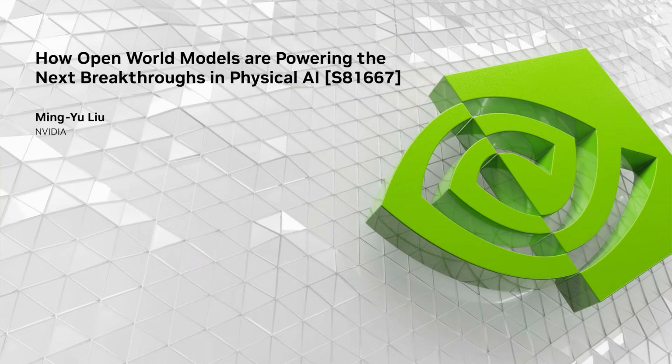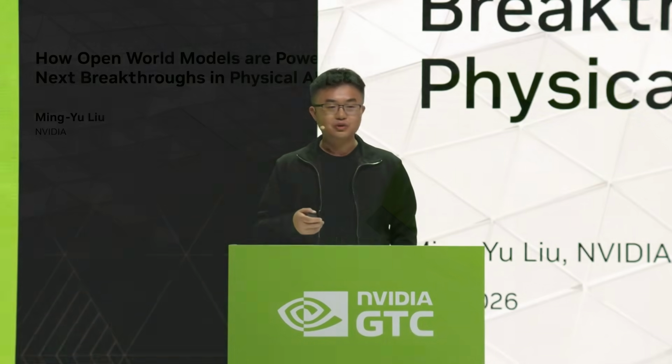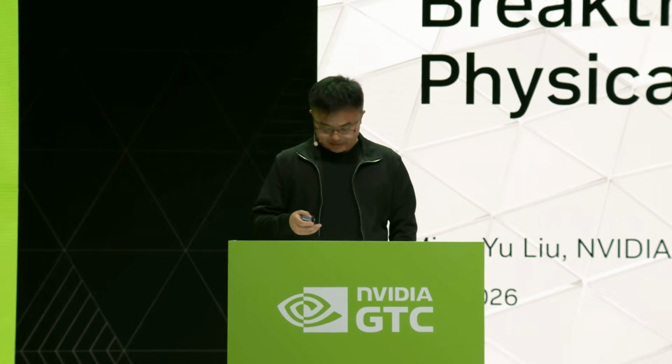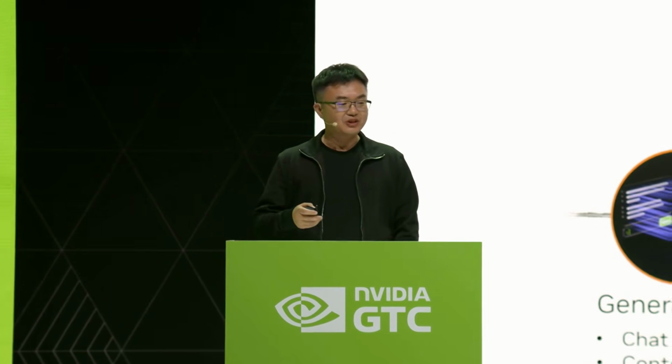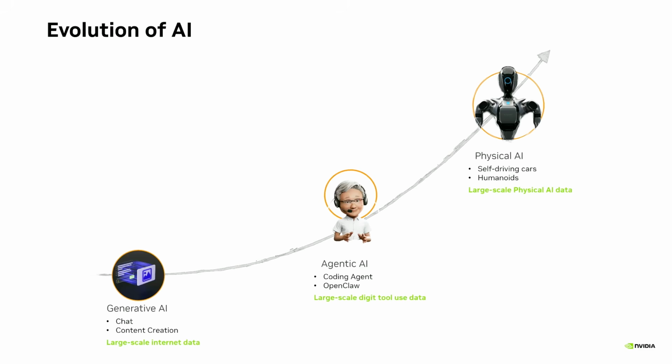Today, I'm gonna give an update on the Cosmo initiative, how we build open world models to help physical AI developers. But first, let's review the evolution of AI. So we started with generative AI, and now we are roughly in the agentic AI era. Next, gonna be physical AI.